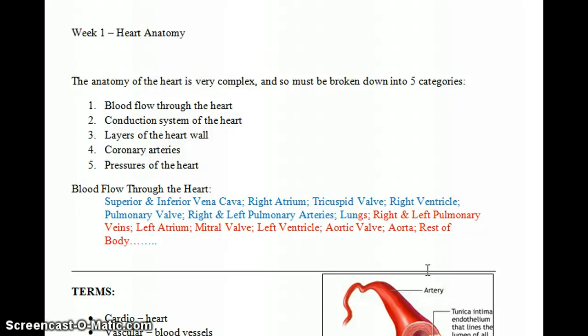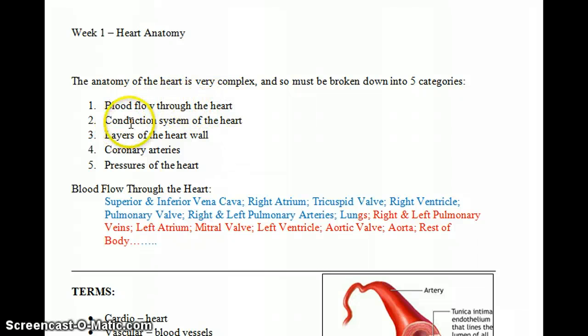Okay, this is the lecture for week 1, heart anatomy. The heart anatomy is very complex, and so we're going to break it down into 5 different categories. And this week we're going to focus on blood flow through the heart.